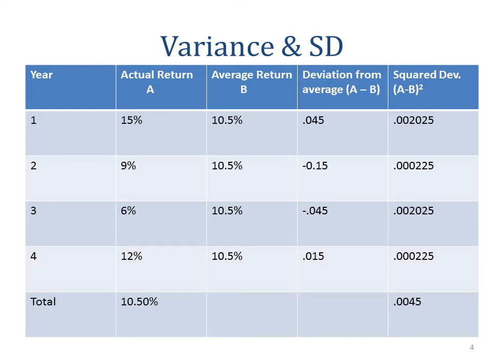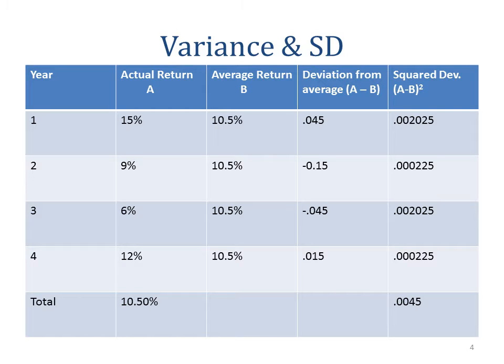The first year, or one of the years in the sample, returned 15%, 1 year 9%, then 6%, then 12%. Okay, so we want to get the average, and that's a key point here, the average. The average is adding all these up and dividing by 4. Simple math that we've all done. And that is 10.5%. So that's our average.